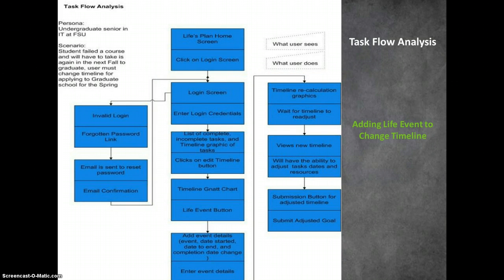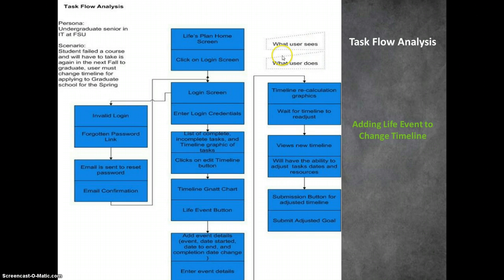Now we have adding a life event. As we all know, life happens. So in a situation where something happened that was unplanned for, what the user can do is go in, after doing system checks to make sure that the person is who they are, click on the timeline Gantt chart and click the life button. They can add the event that happened. Say for instance, I failed my class and it's gonna push out my applying date to grad school.